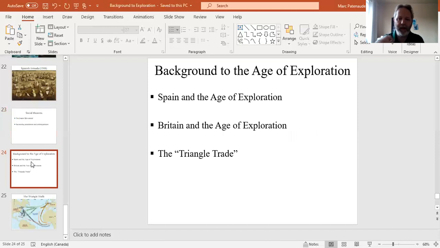Which brings us to the triangle trade. So we talked about Spain in the age of exploration. We talked about the reasons why they explored, politically and economically. We talked about the economic, political, and social reasons why England decided to go out and start exploring. Well, let's talk about this idea of a triangle trade.